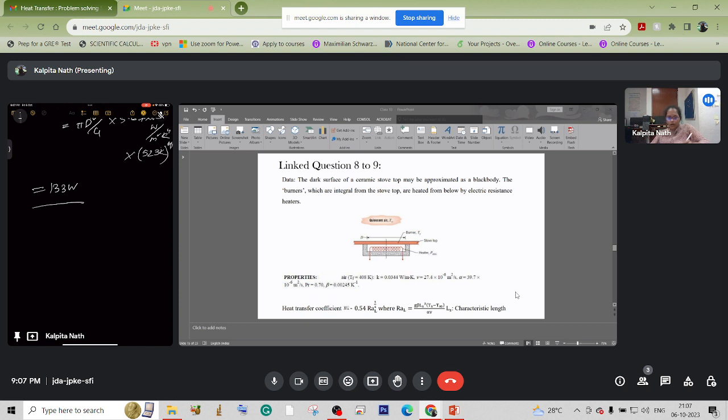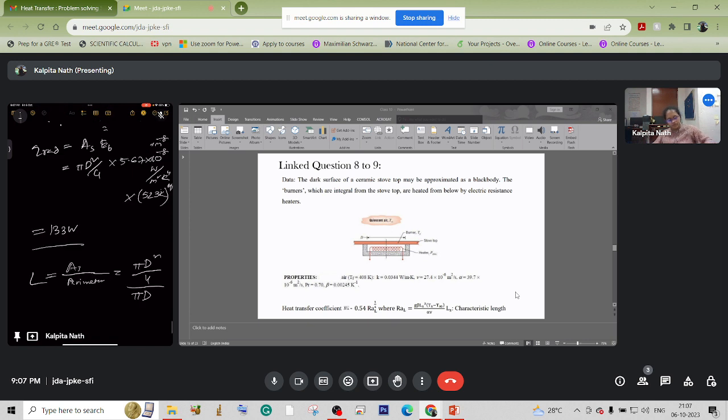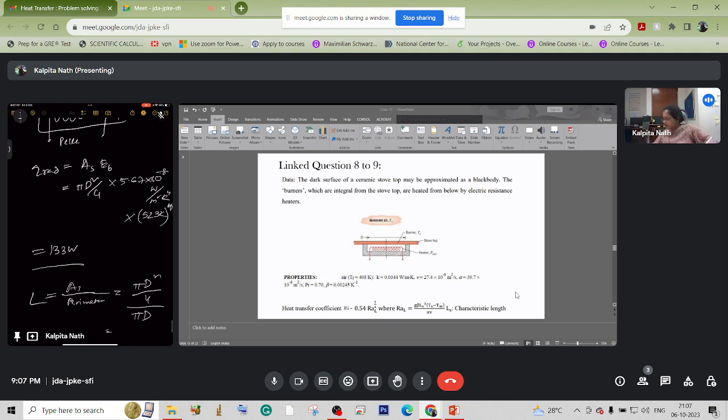And now for the convective loss, we need to find the characteristic length. The characteristic length is area of the surface upon the perimeter. So this is pi d square upon 4, upon pi d. This will come out to be d upon 4, that is 0.05.